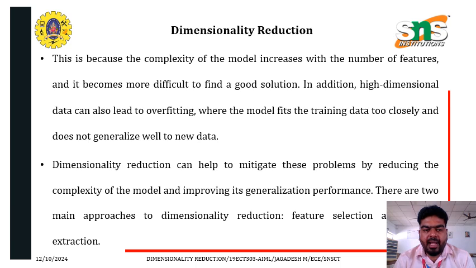In addition, high dimensional data can also lead to overfitting, where the model fits the training data too closely and does not generalize well to new data. So dimensionality reduction can help to mitigate these problems by reducing the complexity of the model and improving its generalization performance. There are two main approaches to dimensionality reduction: feature selection and feature extraction.